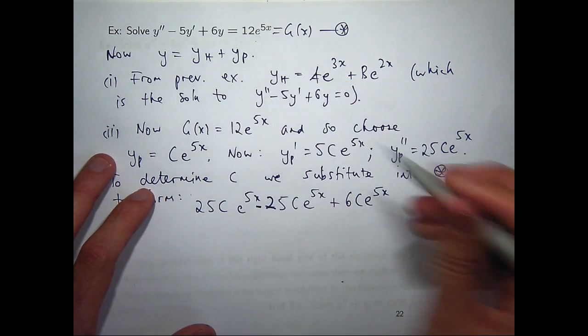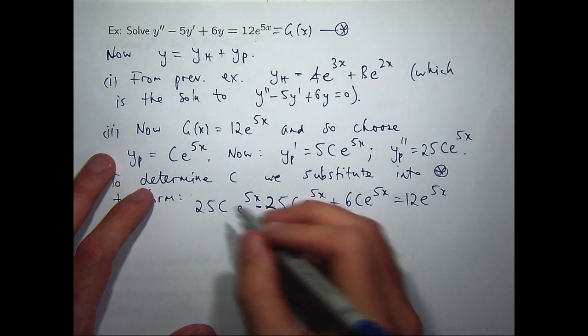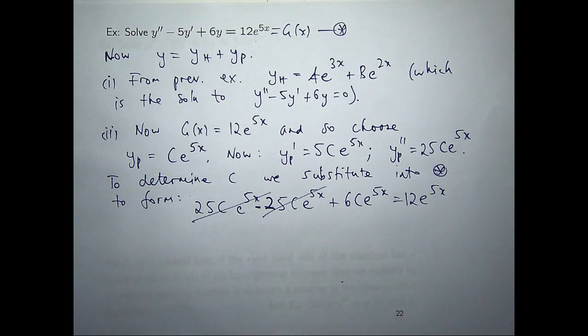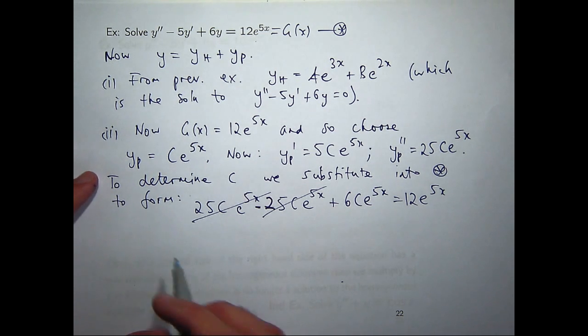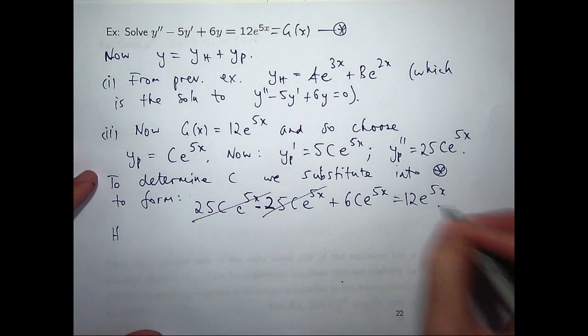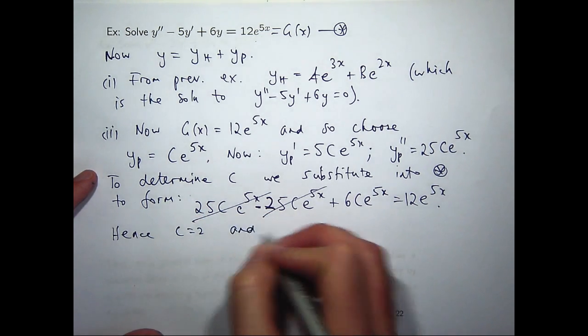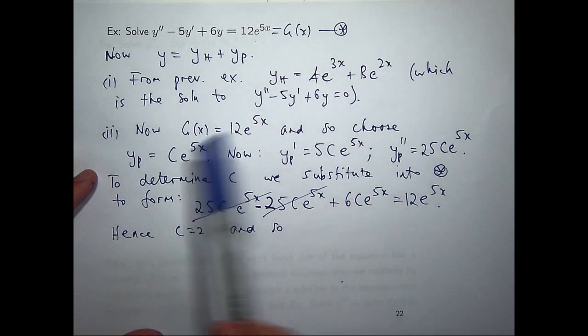So we're going to get the following. And the right-hand side is just 12 e to the 5x. So you can see these first two terms are going to cancel off, and I get the following. So again, if I equate the coefficients, big C is going to be positive 2. Hence, big C equals 2. And so, what's our C here? It's 2. So I'm going to get 2 e to the 5x.